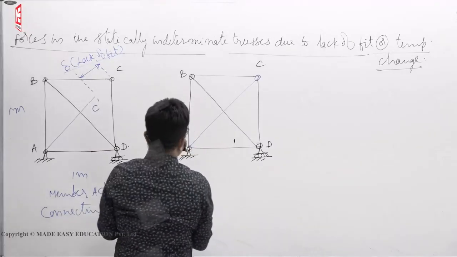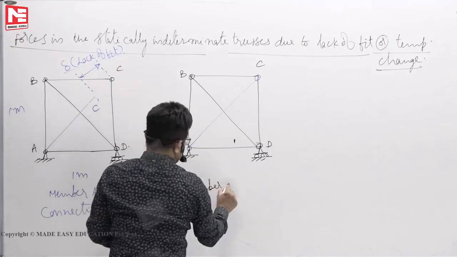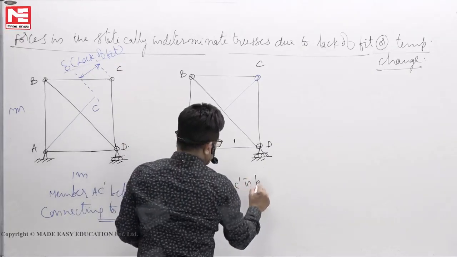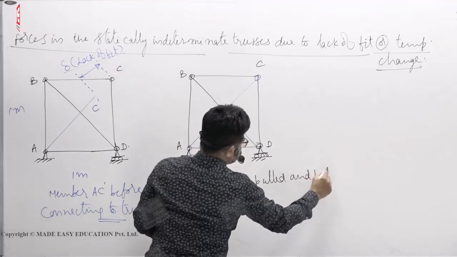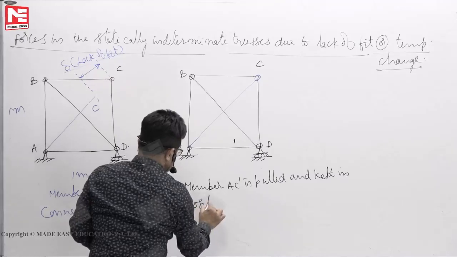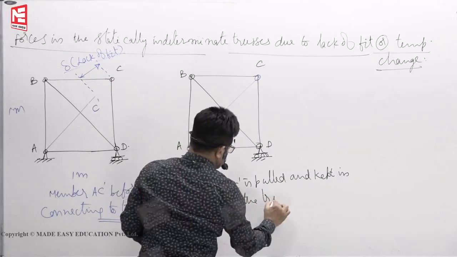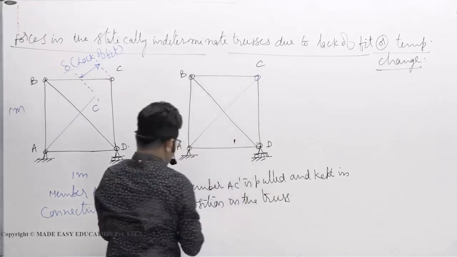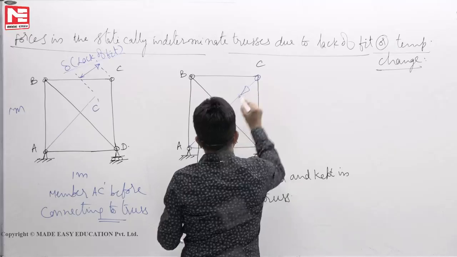So what we have done was member AC dash is pulled and kept in position in the truss. So pulled means it is under tension. So some tension T was there, let us say.